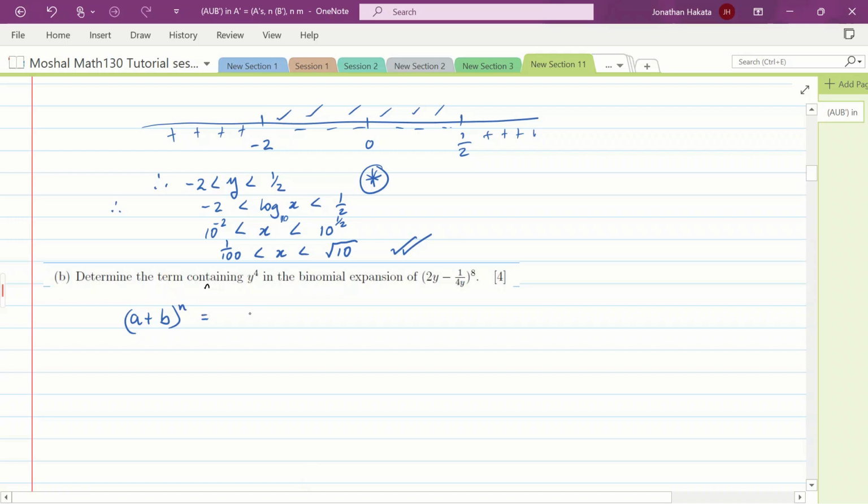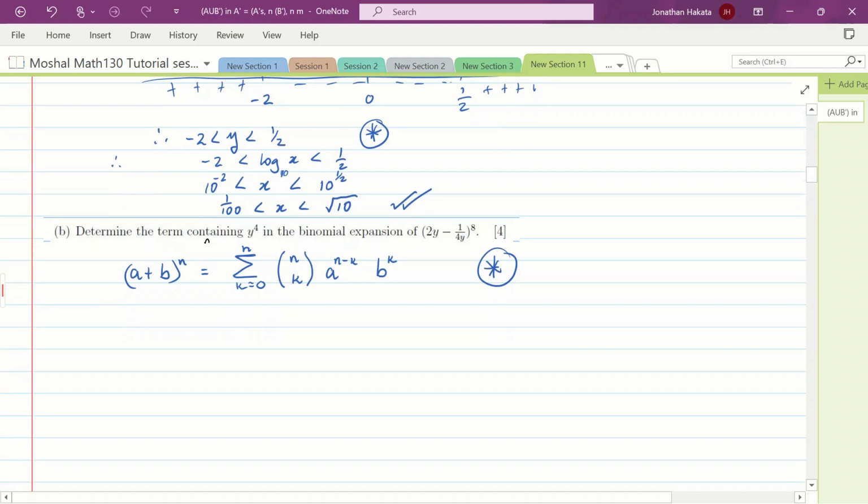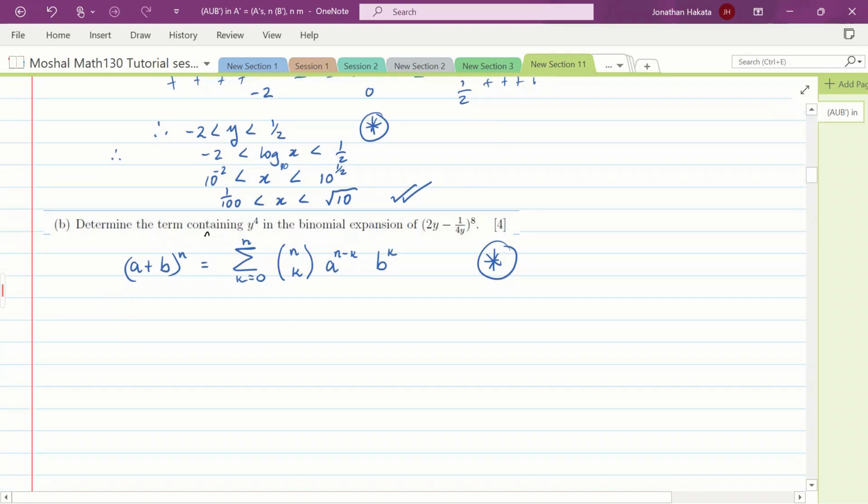So the binomial formula goes like this: if you are given (a plus b) to the power of n, this is equivalent to the summation from k equal to 0 up to n of n choose k, then a, the first term in the bracket, to the power of n minus k, then b to the power of k. So always, guys, you are not given this formula. You must recall this formula. You must have it at the back of your mind, because without this formula, you won't be able to answer this question.